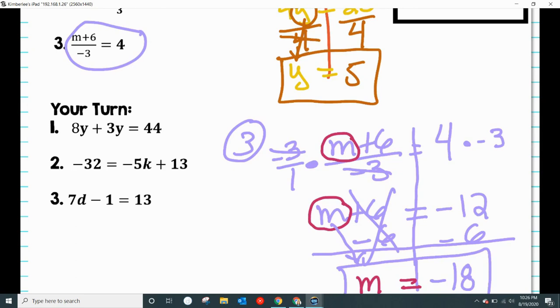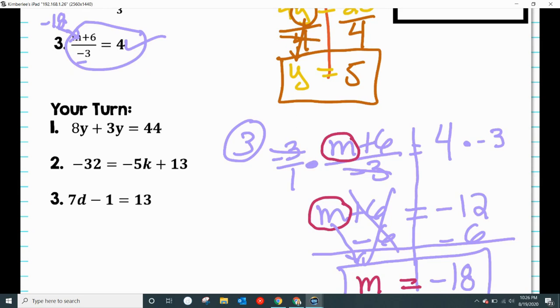So this means that negative 18 is a value for m that makes this statement true. If I took negative 18 and plugged it in for m right there, let's just look at it real quick. Negative 18 plus 6 is negative 12. Negative 12 then would be divided by negative 3. Negative divided by negative is a positive, and 12 divided by 3 is indeed 4. So that's what it means when we're solving equations, okay? We're finding a value for the variable that makes that statement true. In any equation you're solving, that's what you're doing.